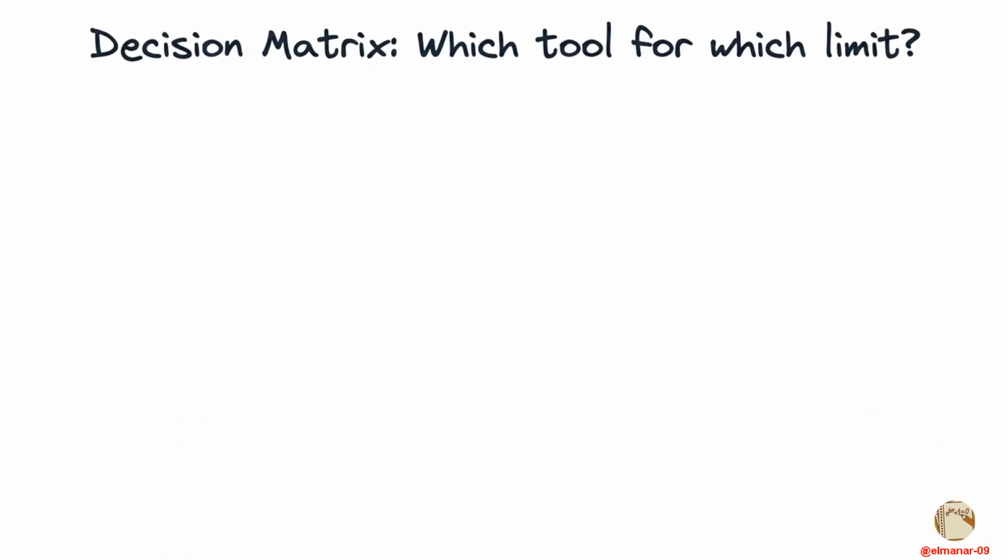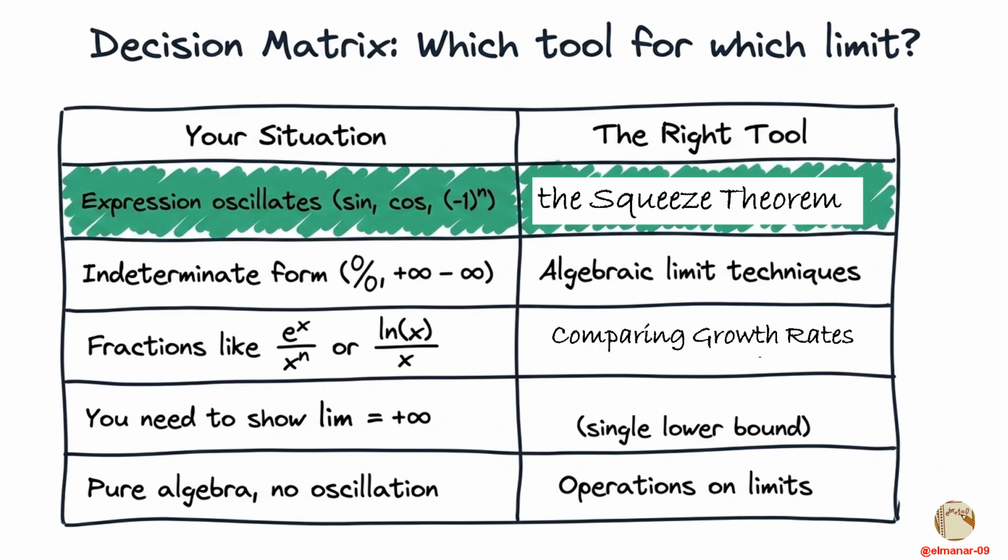Which tool should you use? Here's your decision matrix. If your expression oscillates, sine, cosine, power of n, the squeeze theorem is your best friend. If you have a standard indeterminate form, like 0 over 0, use algebraic techniques. For fractions involving powers, logs, or exponentials, use comparing growth rates. If you just need to show a limit goes to infinity, use a single lower bound. And for simple algebra with no oscillations, just perform standard operations on limits. Picking the right tool is half the battle.